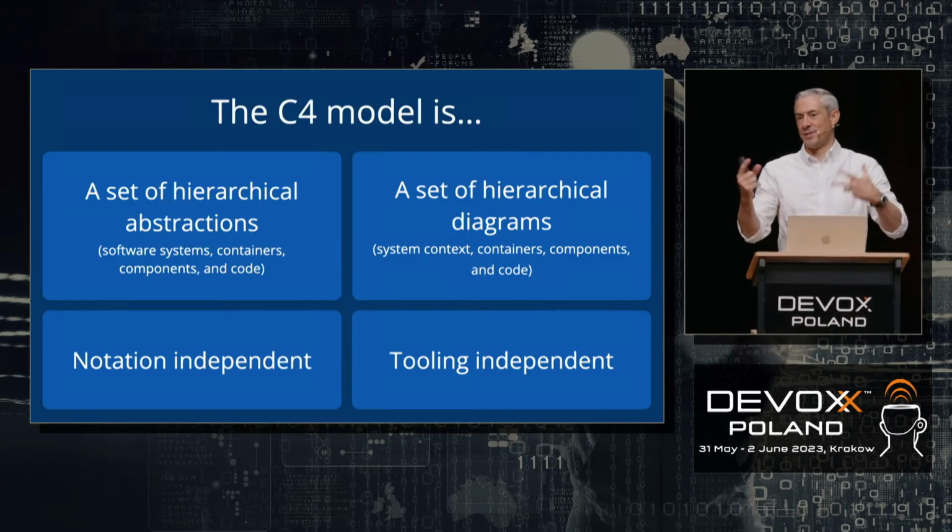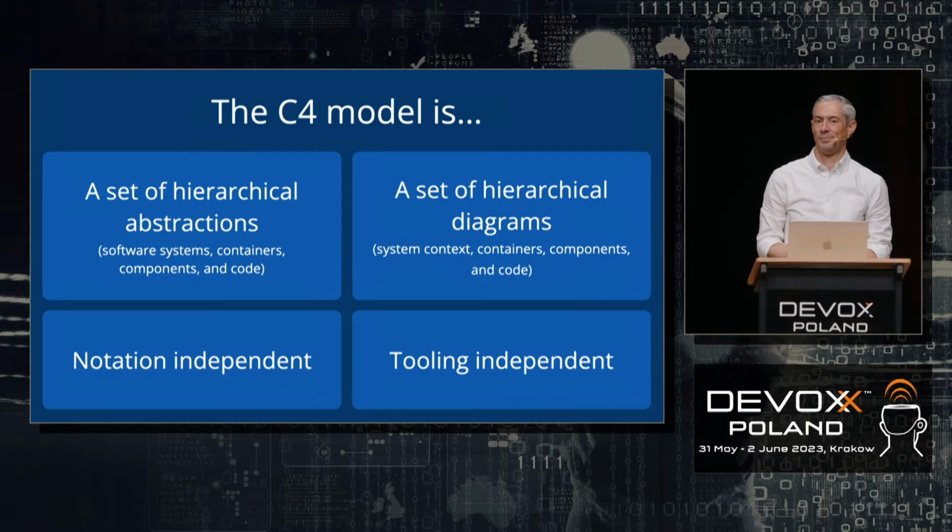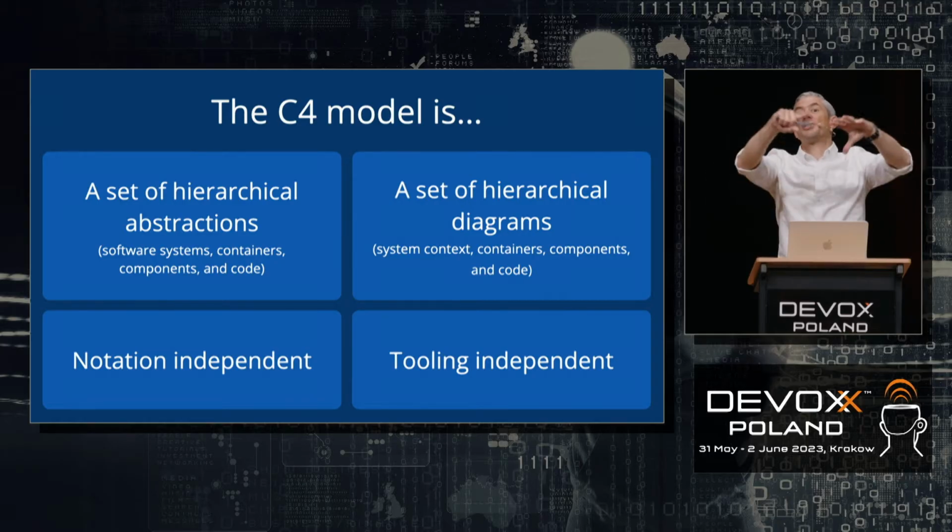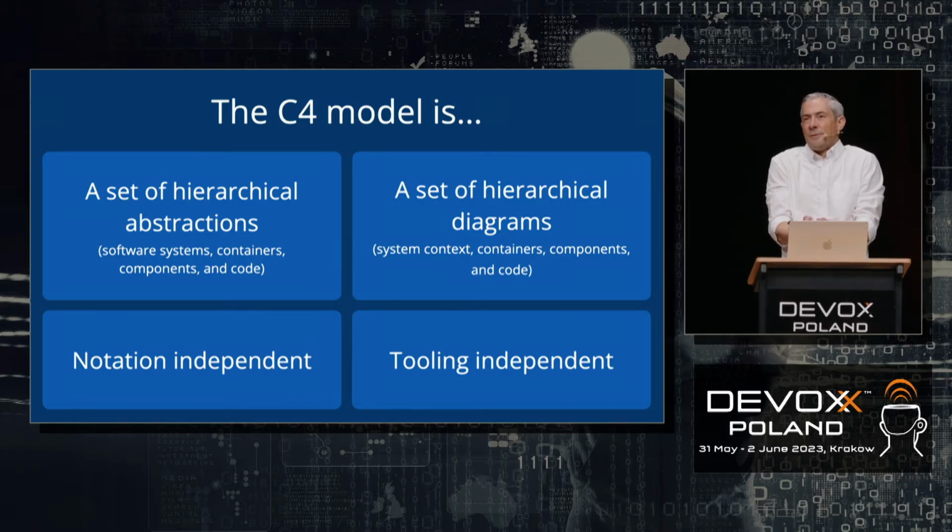Because for me, C4 is essentially four things, which is a bit weird. It's a set of hierarchical abstractions. That's what I explained before. It's software systems, containers, components, code. It's a set of hierarchical diagrams: context, containers, components, code. It's notation independent, and it's tooling independent. So UML gives you lots and lots more stuff. So for me, this isn't really reinventing UML. It's doing something different. If anything, it's about providing guidance to people who want to use UML.